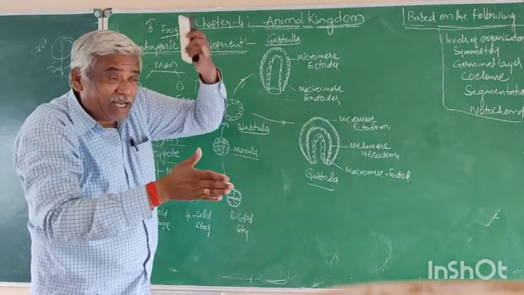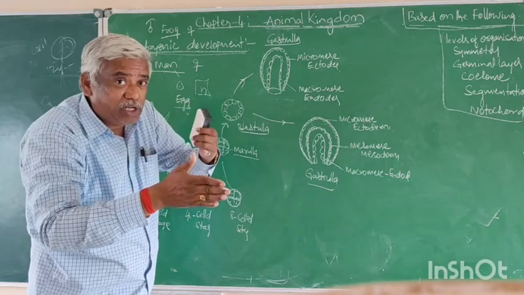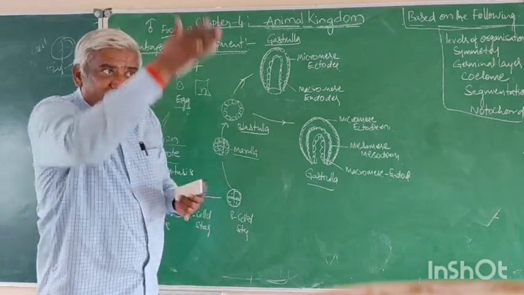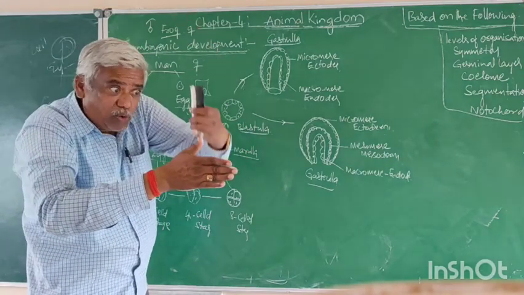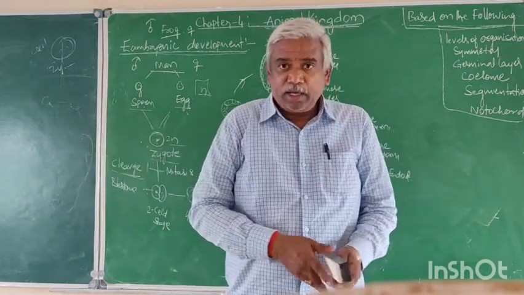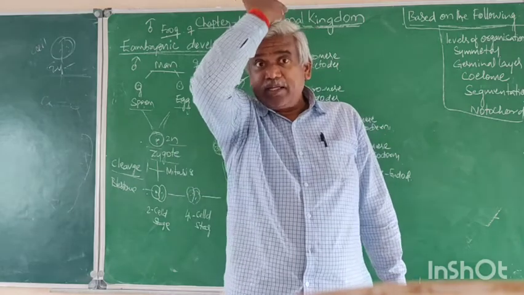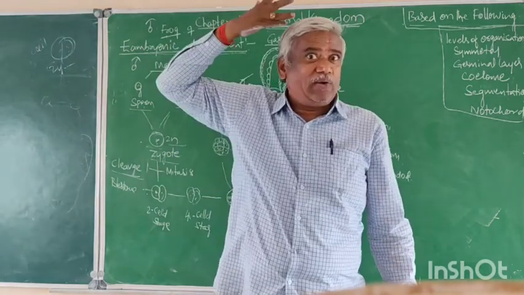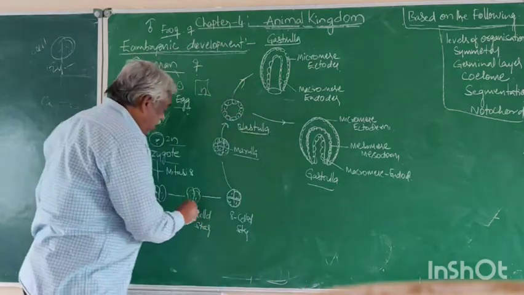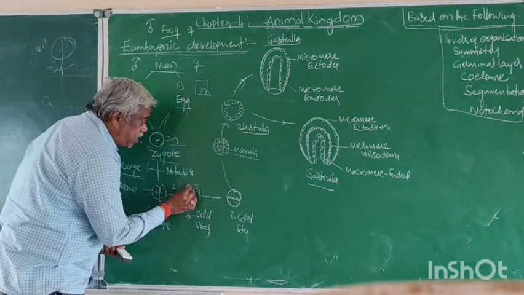First division is vertical, second division is also vertical, but the second division is perpendicular to the first division. Are you following? Suppose you take my body. First one is longitudinal, second is also longitudinal, but perpendicular. If the second division is like that, how many sets? Four sets. The four sets cannot separate because they are covered by the membrane.